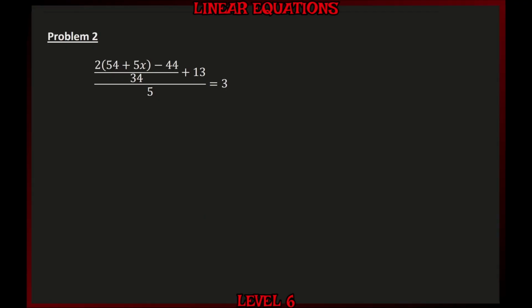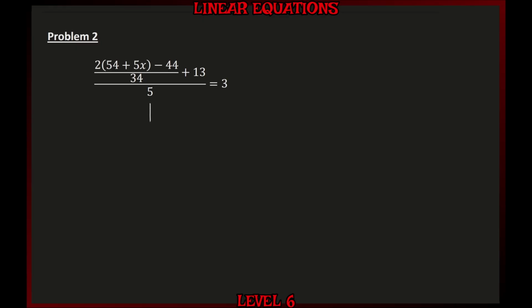In problem 2, we're solving the equation 2 multiplied by (54 plus 5x minus 44) all over (34 plus 13 all over 5) is equal to 3. Now looking at the left hand side, what we'd first like to do is remove the denominator from the big fraction, and that's to remove the 5.